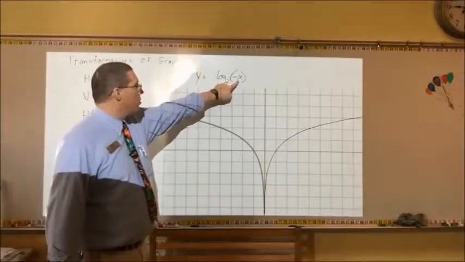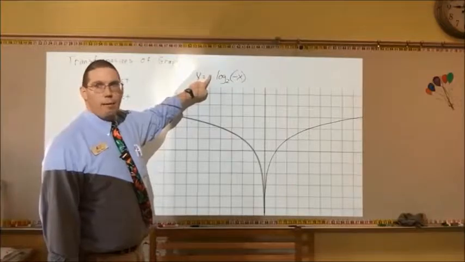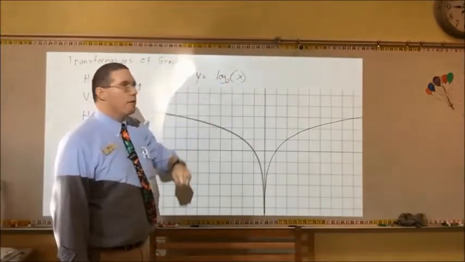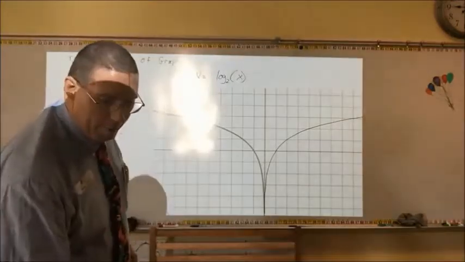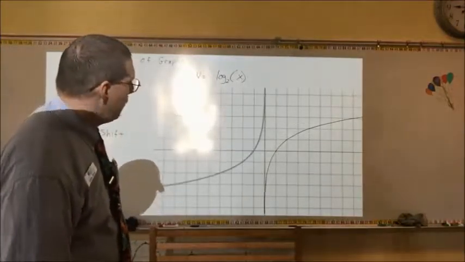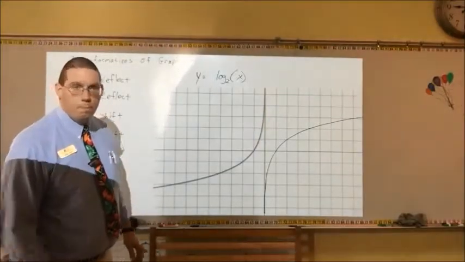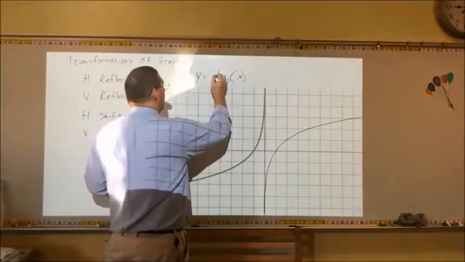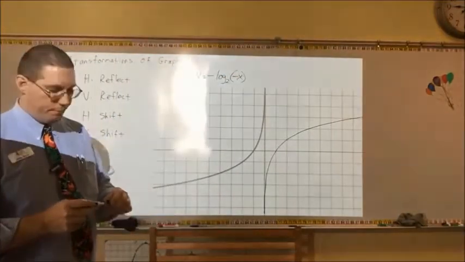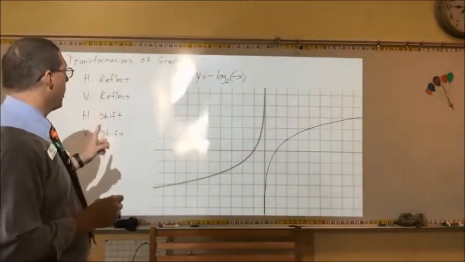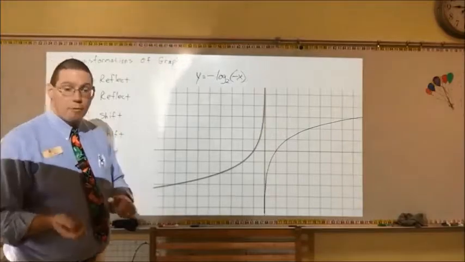This is backwards, this is upside down. So no negative here, it's not upside down. No negative here, it's not backwards. But now, what happens if it is both upside down and backwards? You'd put a negative on both of them. You put a negative here and a negative here. Okay? We okay so far? All right, so that's reflections.